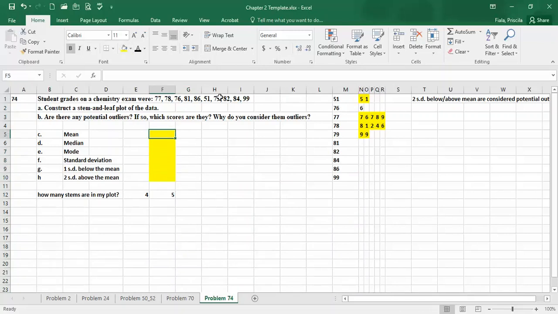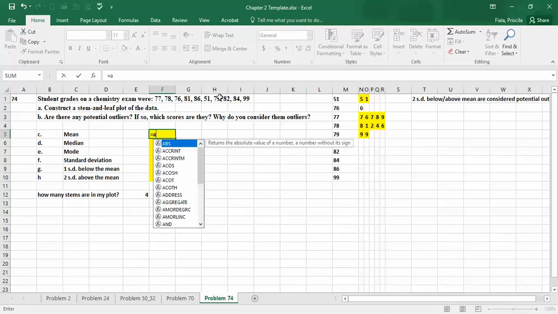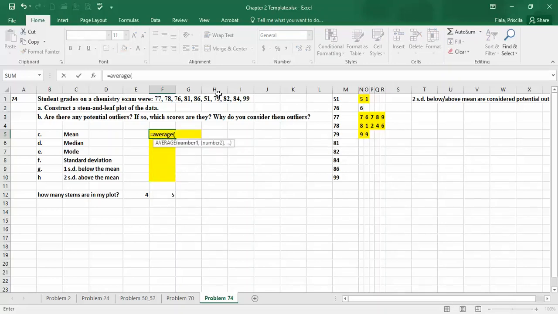For my mean, all I have to do is go equals, and instead of typing mean, I'm gonna say the average. The average of these numbers right here, close my parentheses, there are 10. Okay, I just select and enter. So my average of this data is 79.3.